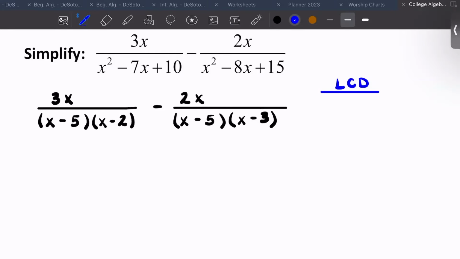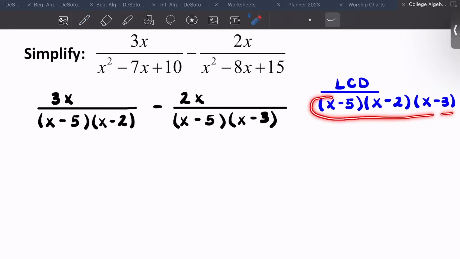So we have an x minus 5, an x minus 2, an x minus 5, and an x minus 3. So x minus 5, we have that 2 times, but we're only going to account for it once. X minus 2 and x minus 3, okay? That whole line right there accounts for everything in our denominator exactly one time, okay?